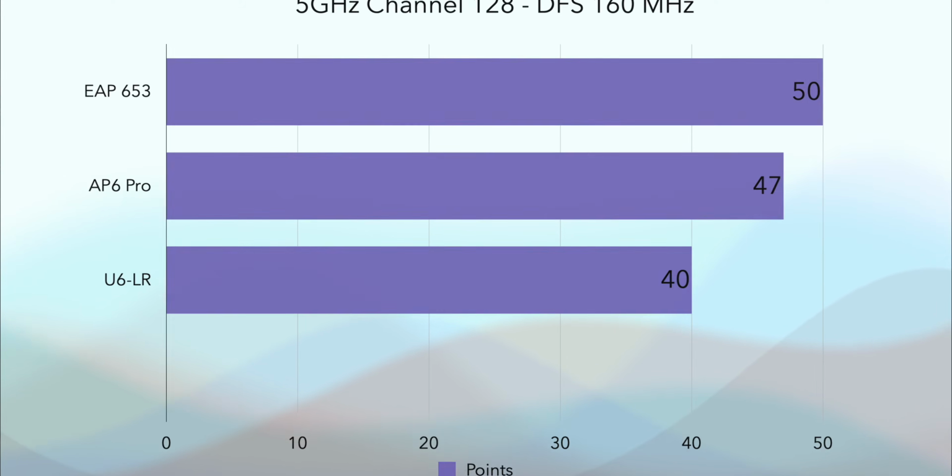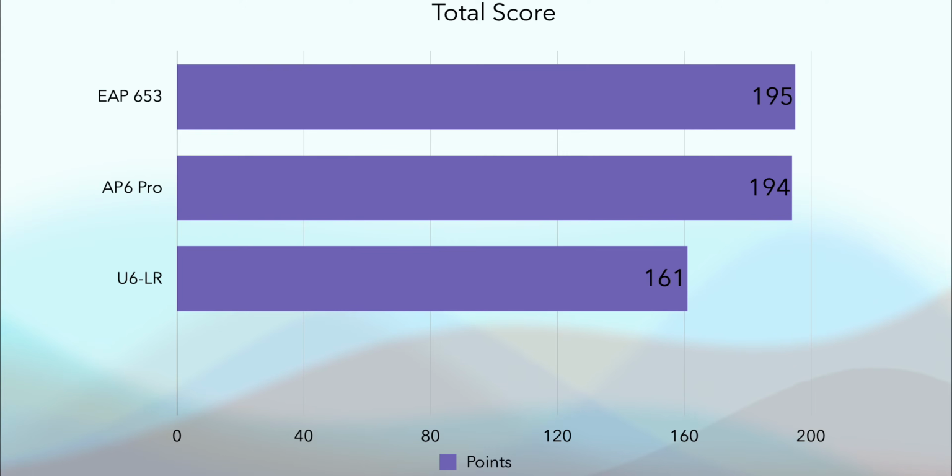And then finally we have the total score, so the total cumulative points that each of these access points earned, with the EAP653 coming out ahead barely by 1 point, beating out the AP6 Pro, and the U6-LR trailing behind with a pretty low score of 161 points.